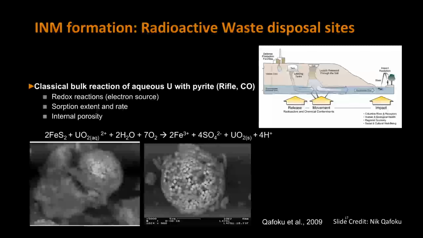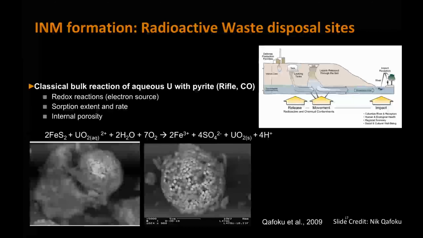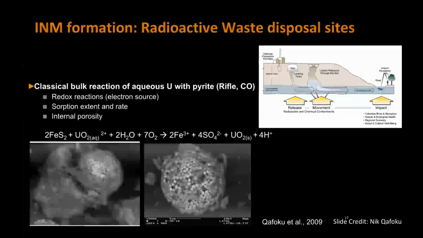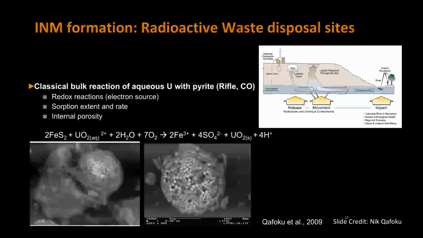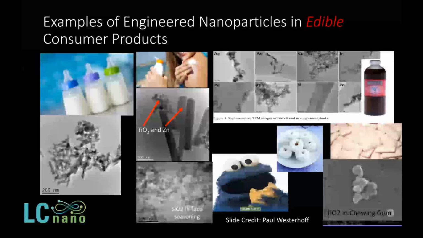Nanoparticles related to radioactive waste disposal. Head over to Hanford and take a look at what's going on there. This is Nick Kofakiu's work. And nanoparticles are involved with redox reactions. They're involved with sorption. And in this case, it turns out that pyrite in the form of these framboidal pyrite spheres that you're looking at here are involved with precipitation of uranium oxide as part of this redox reaction.